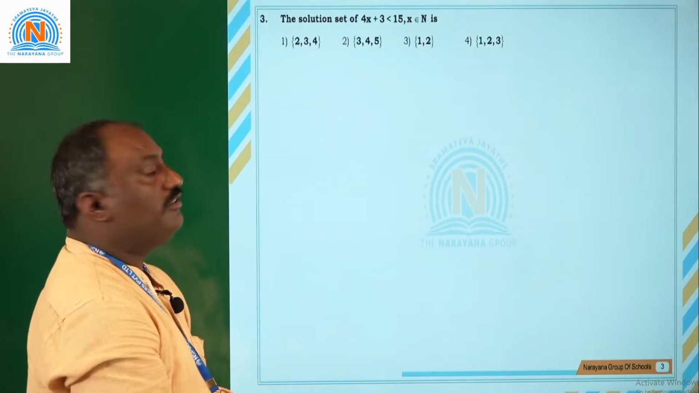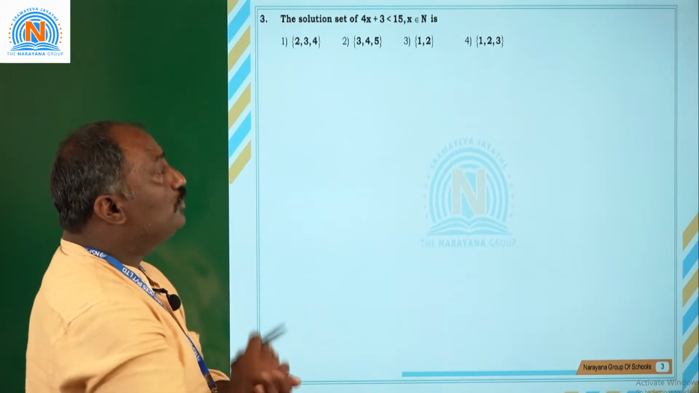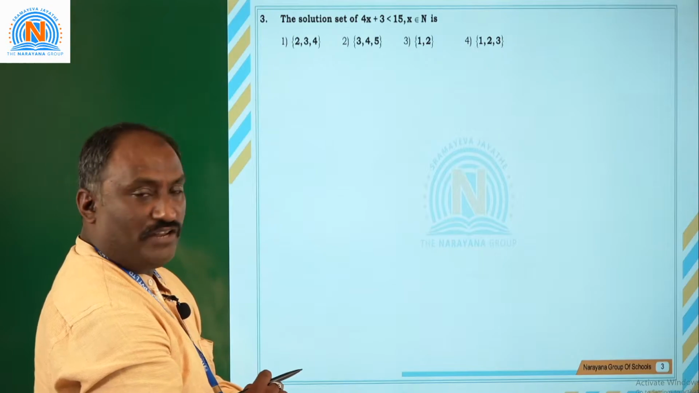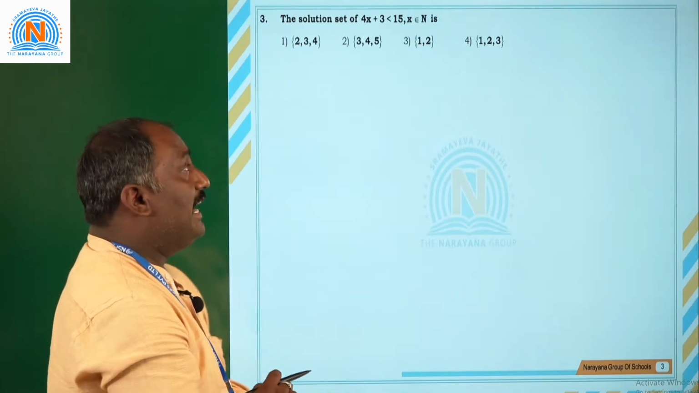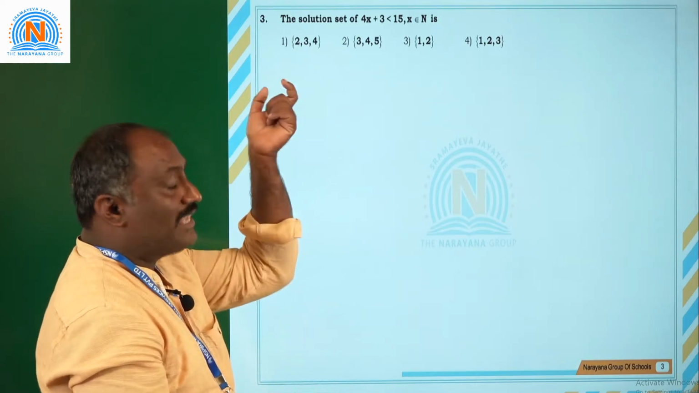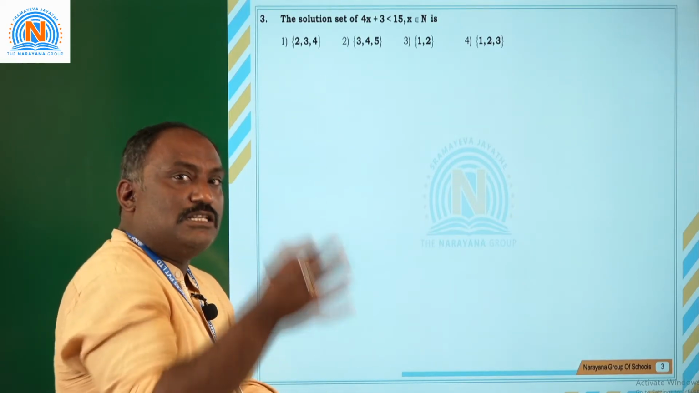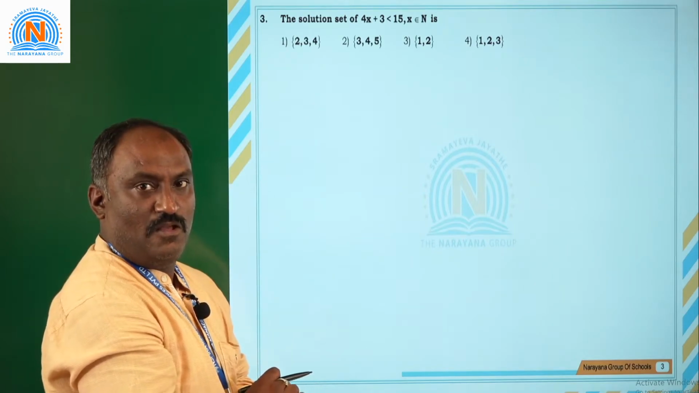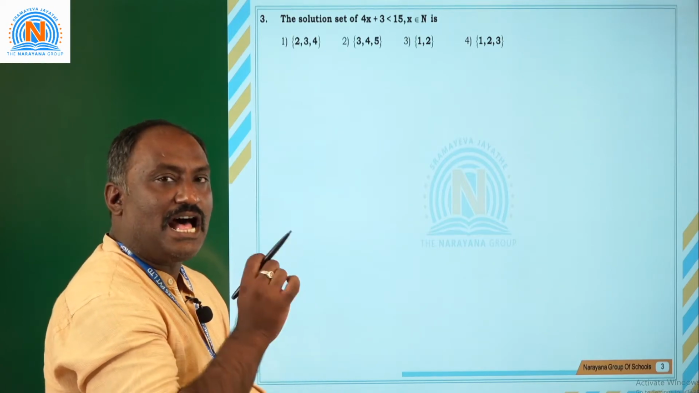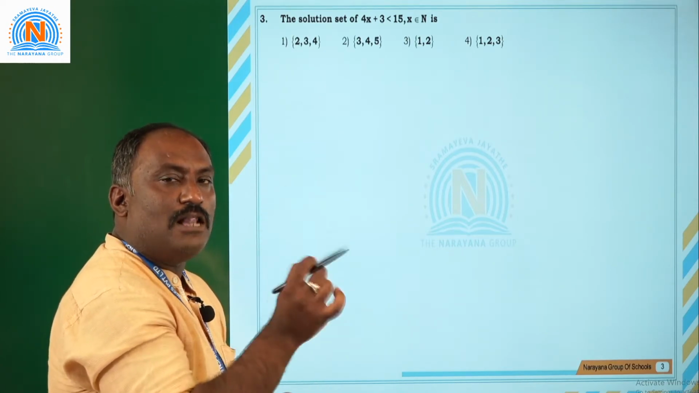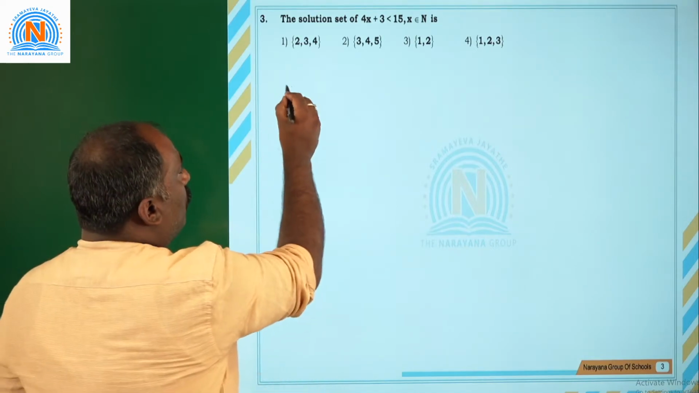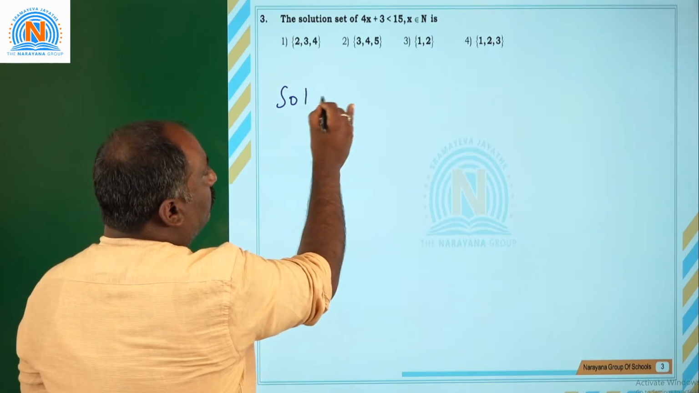Once you observe very clearly, the solution set of 4x plus 3 is less than 15 and x belongs to N. N, you know very clearly, represents natural numbers. Here they are not asking only the x value, they are asking for all the possible values of x, and x belongs to natural numbers. Please observe that, children. So for this one I am going with the solution.